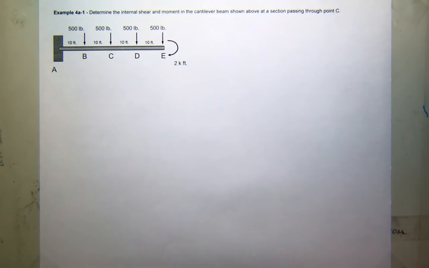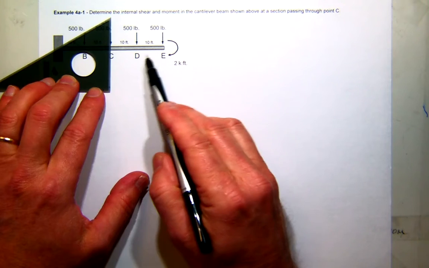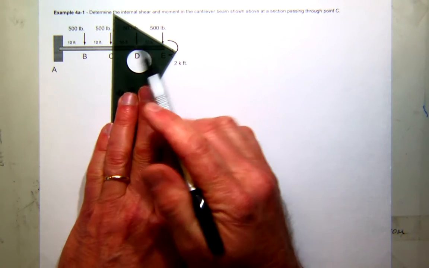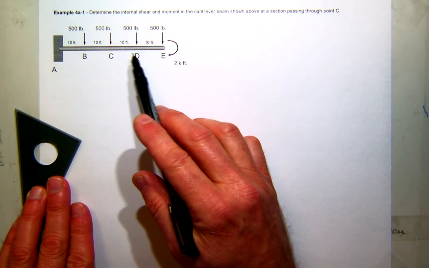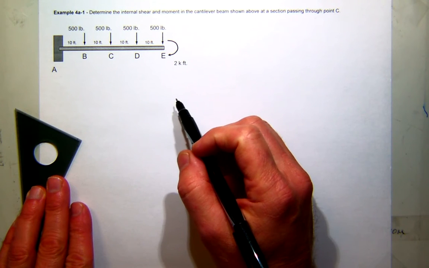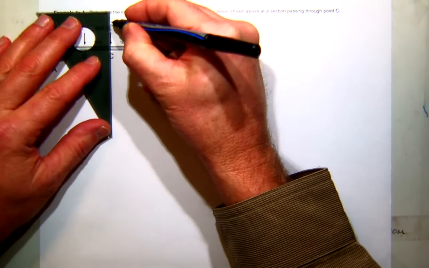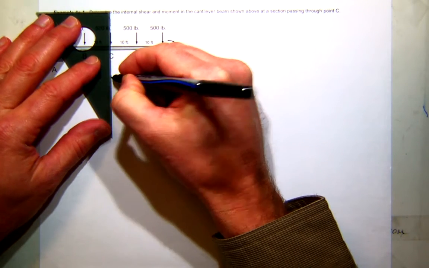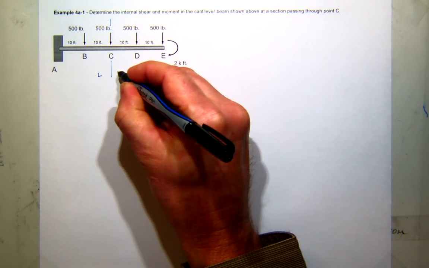Now, if I were to cut the structure at C, do you want to look at the left side or the right side? Left? Let me do it again. I'll draw it. So there's my line. Left side or right?